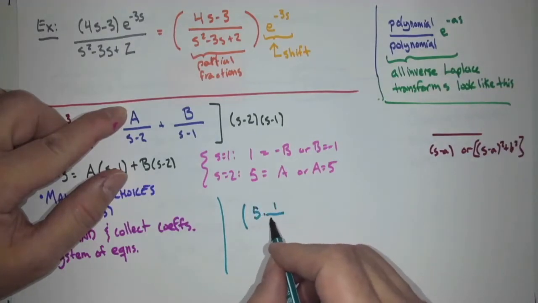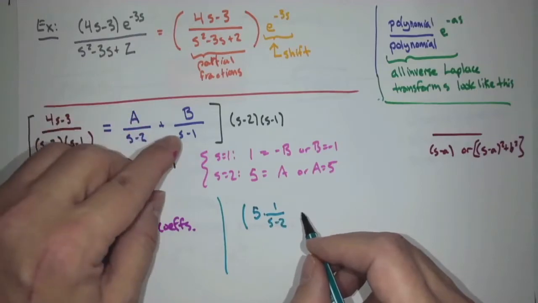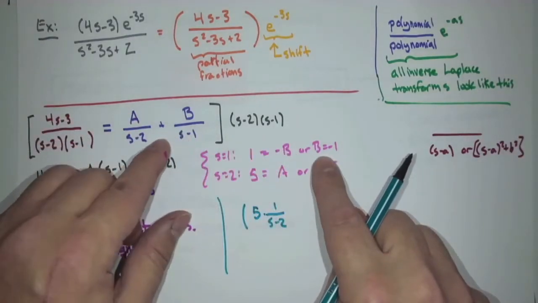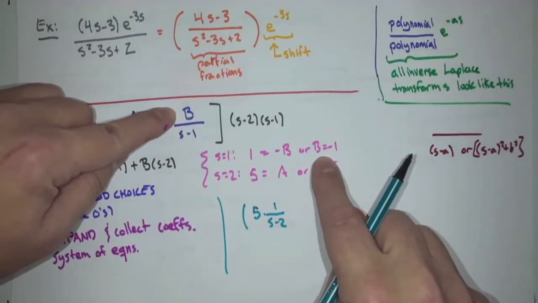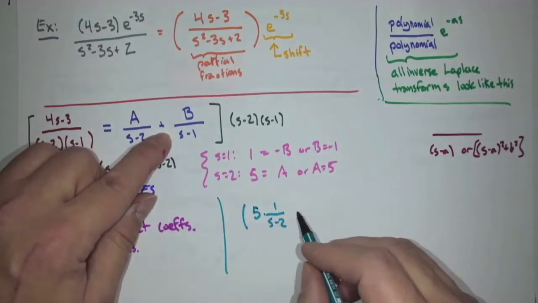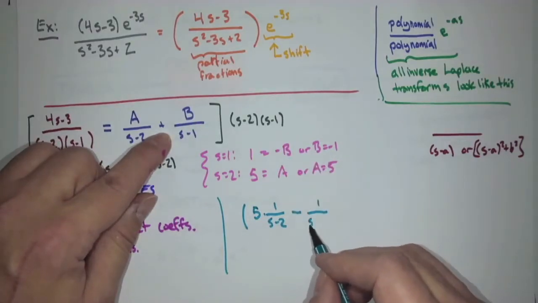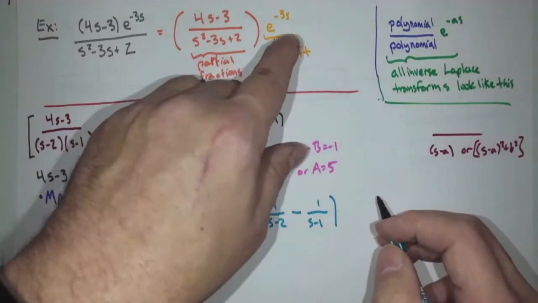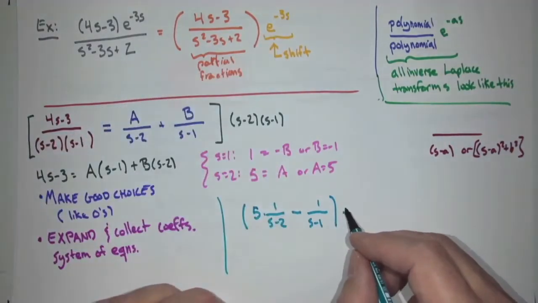So 5 times 1 over s minus 2. And then B is negative 1. So the B goes with the s minus 1. So that would become minus 1 over s minus 1. And don't forget your e to the minus 3s term.